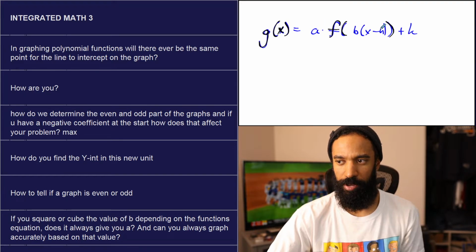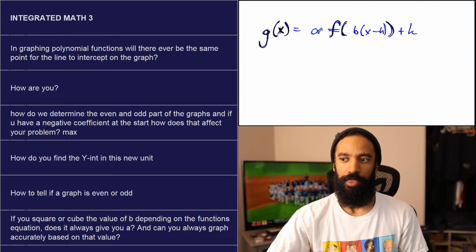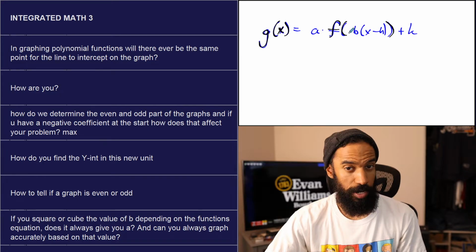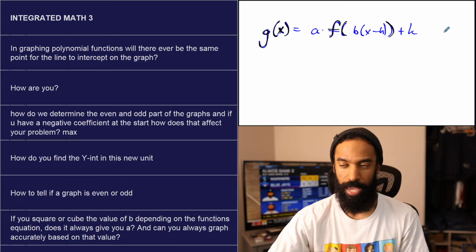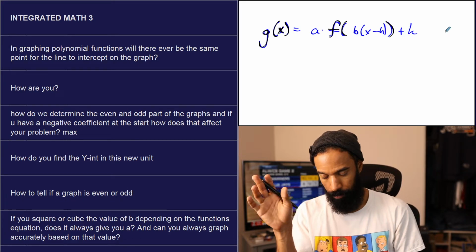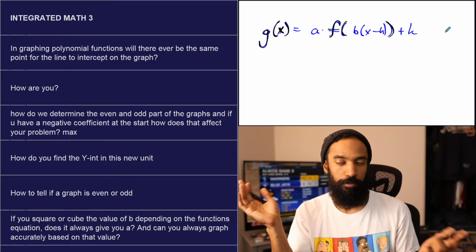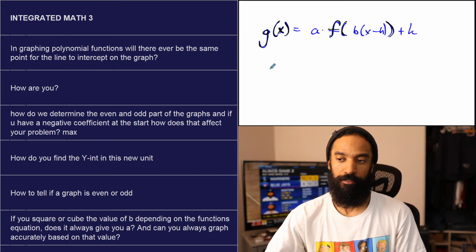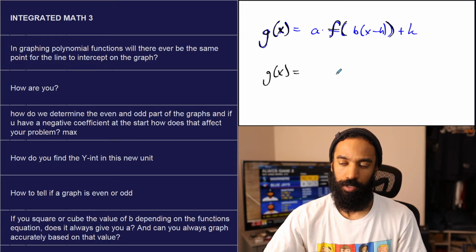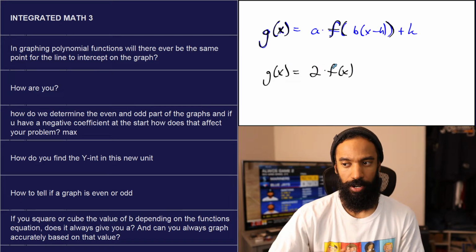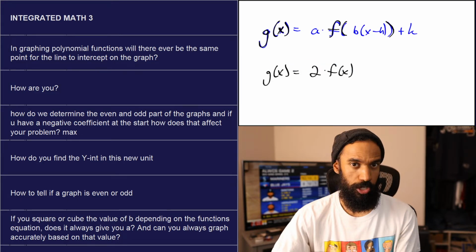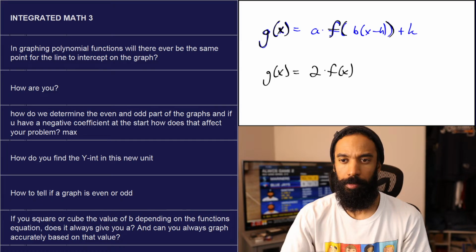g of x is the transformation of f of x such that there might be a parameter a, which represents a vertical stretch factor, b, which represents a horizontal stretch factor, h, a horizontal translation, k, a vertical translation. Those are different parameters that could exist in your graph, or not, right? So we can have g of x equals 2 times f of x. And remember, f of x is some sort of equation, whatever it is. It could just be x squared. It could be x cubed. That's what they're talking about, quadratic, cubic, things like that.